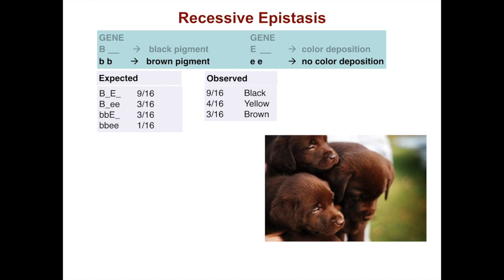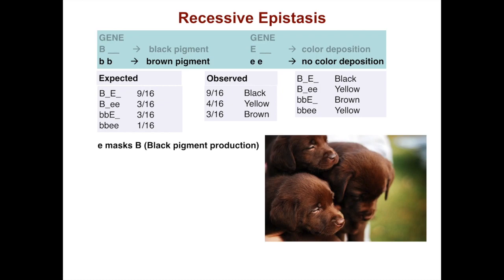Looking at the genotypes of these, you see that if you carry both dominant alleles, the dog has a black coat color. If you're recessive for the yellow locus, then you don't deposit color well. So it doesn't matter what pigment gene you have, the coat color is yellow. If you're homozygous recessive at the B locus, then you're brown, but only if you have a dominant allele of the E color deposition gene.